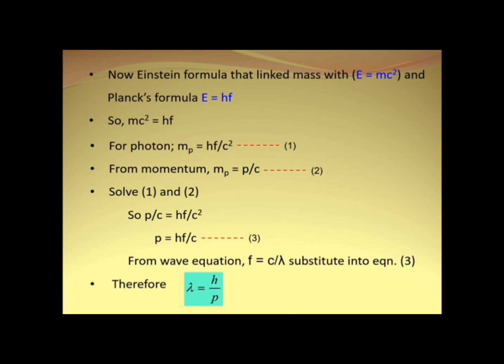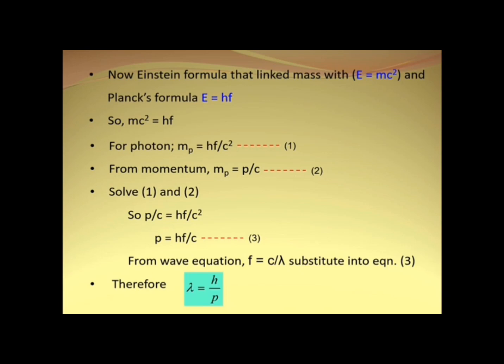We make it equation 1. From the momentum, we have m_p multiplied by c equal to p over c. We make it equation 2. Now, we substitute 1 into 2. You will get p equal to hf over c. From this, we make equation 3. Now, using the wave equation, which is c equal to f times wavelength, we substitute equation 3 into the wave equation. So now we get wavelength equal to h over p.